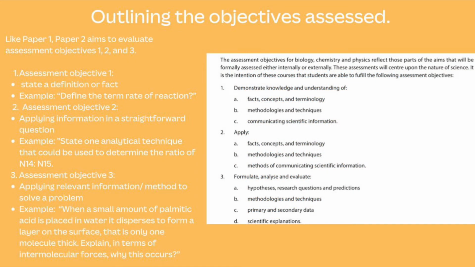Understanding the criteria of the assessments is extremely important so that we can answer questions appropriately. Like paper 1, paper 2 assesses objectives 1, 2, and 3. These objectives were explained in the previous video, so in case you would like a recap, you can always go watch the paper 1 video. Here are a few examples of questions you could be asked in paper 2.